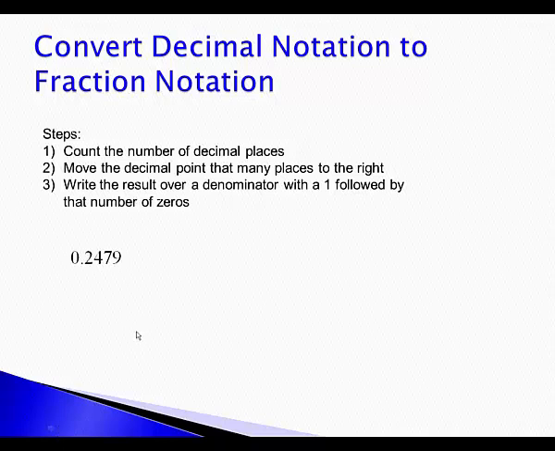If I give you 2,479 10,000ths, and I want to write that now as a fraction. The way we do that is to, first of all, count the number of decimal places. So there's 1, 2, 3, 4. Then it says we are to move the decimal point that many places to the right. So the decimal is going to move all the way to the end right here. And then it says write that result over a denominator with a 1 followed by that number of zeros. Well, when we do that, we have 2479. The number of zeros is 4, and there they are right there. 1, 2, 3, 4. So it's 2,479 10,000ths.